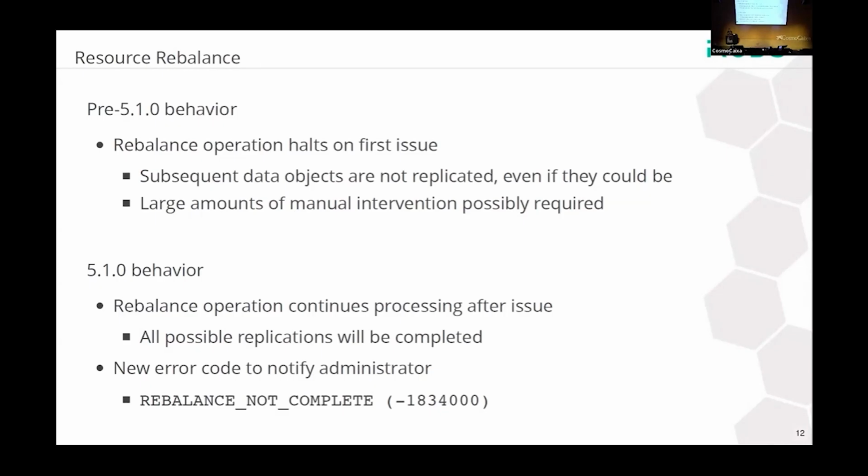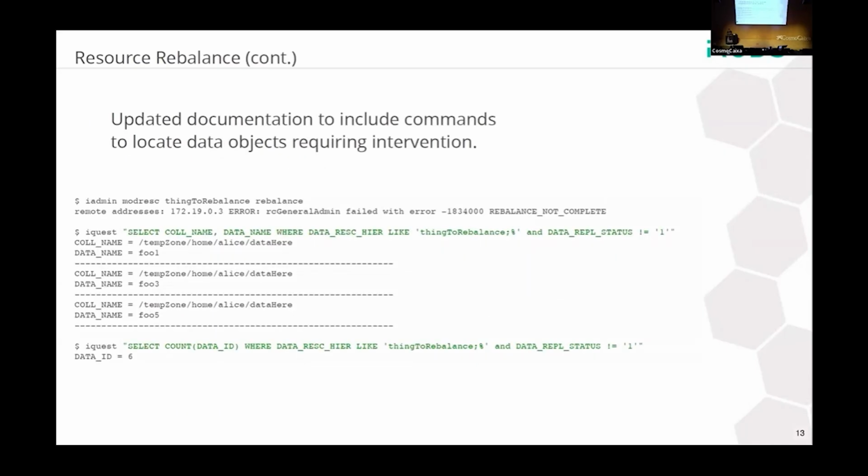That was not desired. So starting from 5.0, the rebalance operation was updated. If there are some replicas that cannot be rebalanced, the rebalance operation will still continue on all possible operations and will execute through to completion. This means that the handling of bad replicas can be done separately, and any items that previously wouldn't have been replicated in pre-5.1.0 will be replicated. Also noted, we have a new error code to signify that there's a partial success, and that is rebalance not complete. So we can see an example of this.